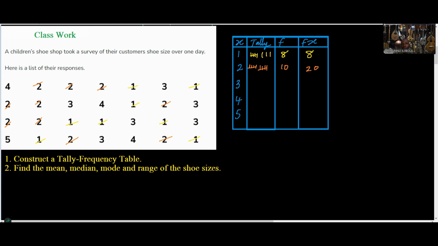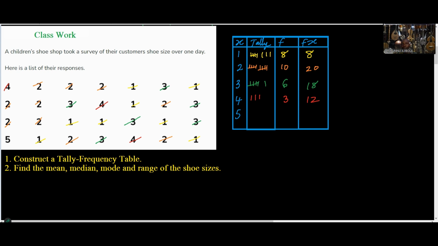Then we have 3. Let's count the threes. We have 1, 2, 3, 4, 5, 6. So the threes are 6, and that's 3 times 6. That's 18. And let's count the fours. We have 3 pieces of 4, which makes 12 in total.